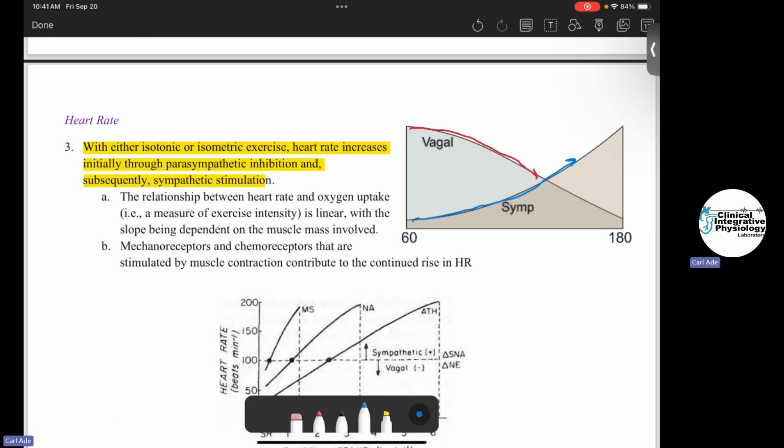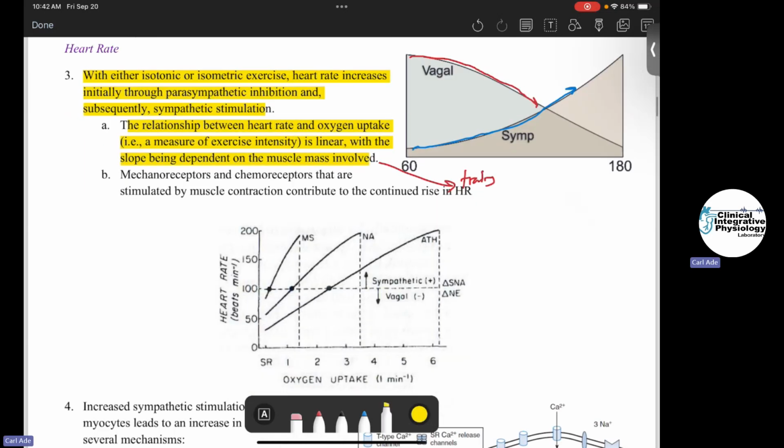sympathetic activation. This relationship is largely linear, and the slope is both dependent on the muscle mass involved, so we can change that slope and give an individual, but also is going to be dependent on training status. And while it's beyond the scope of this particular class at this point, the mechano and chemoreceptors, we'll talk a little bit about this. But that's really more for Dr. Kopp's autonomic physiology course, or what's really driving this increase in heart rate.